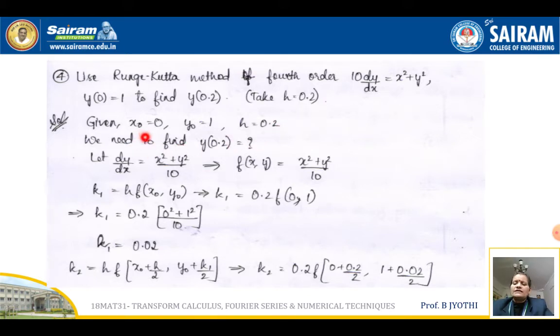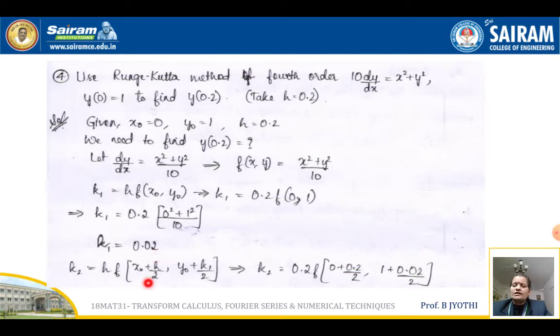Given x naught is 0, y naught is 1, h is equal to 0.2, we need to find y of 0.2. So dy by dx is equal to (x squared plus y squared) divided by 10, which is the function f of x, y. So k1 is equal to h into f of x naught comma y naught, which implies k1 is 0.2 times f of 0 comma 1.